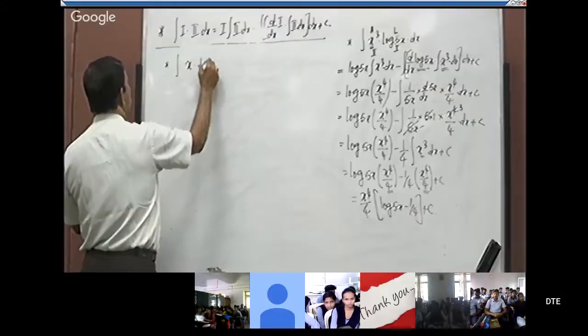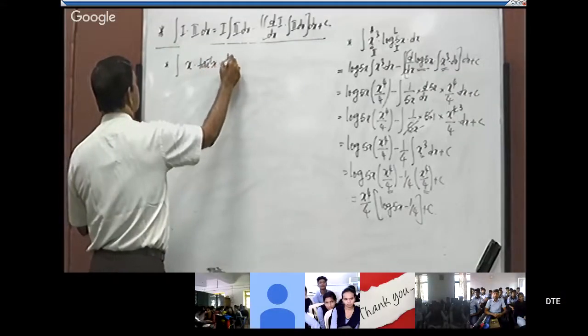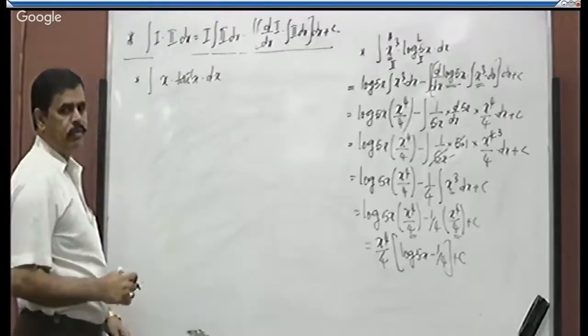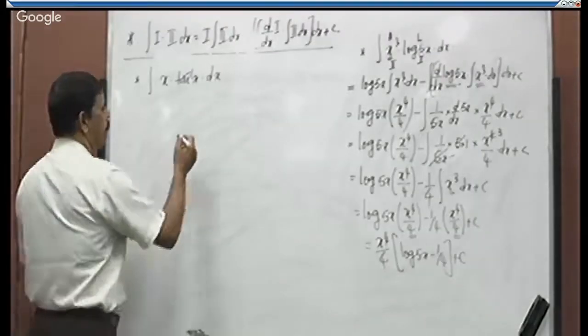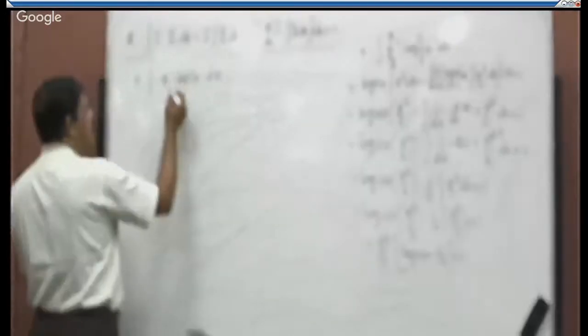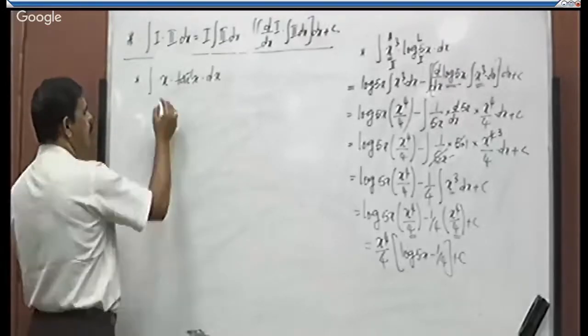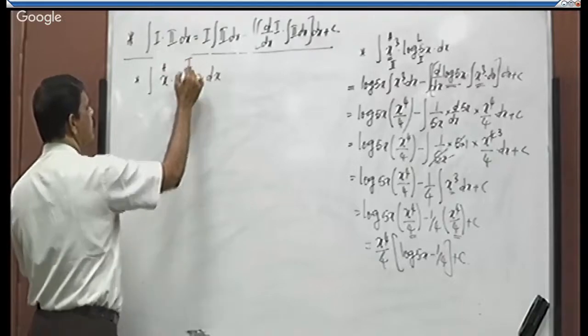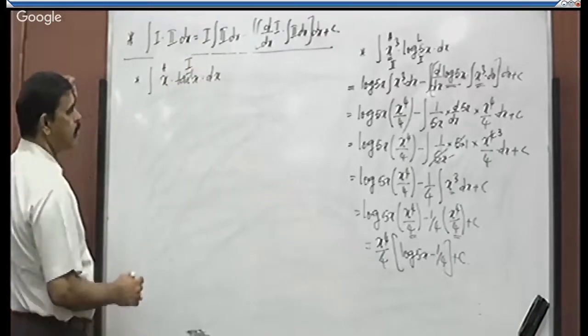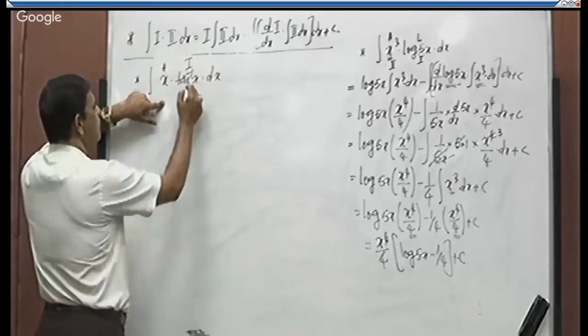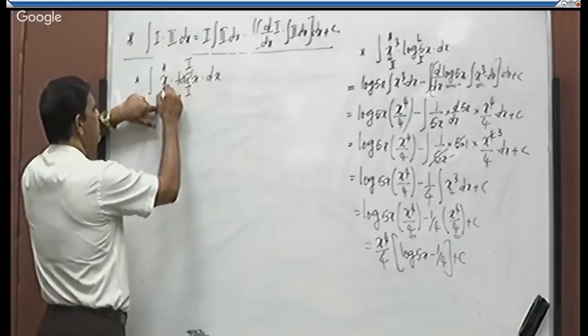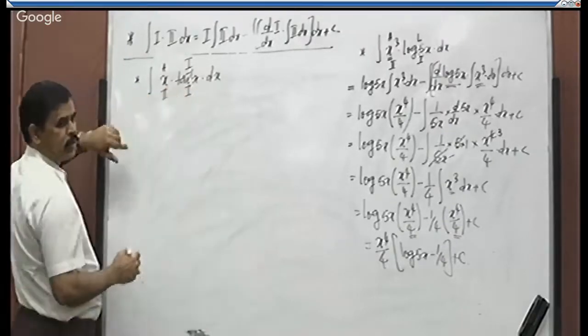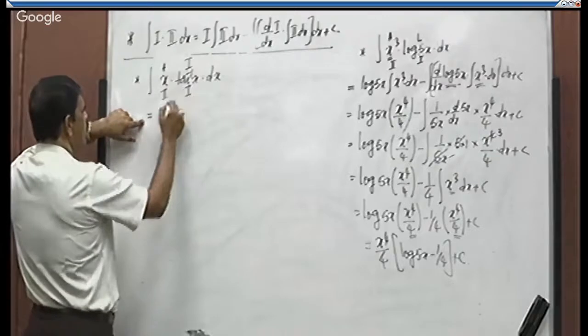Integration of x into tan inverse x dx. Take them. Which function are they? X is algebraic. Tan inverse is an inverse function, correct? According to the word ILATE, I means inverse, so that comes first, then algebraic. So according to the rule, it becomes what?